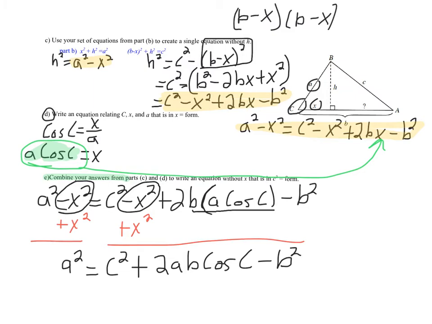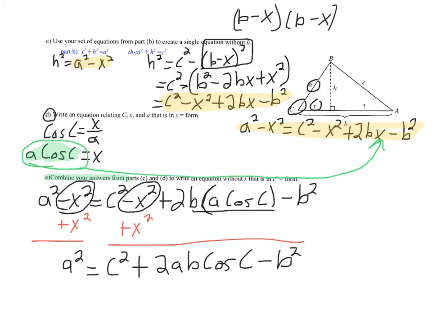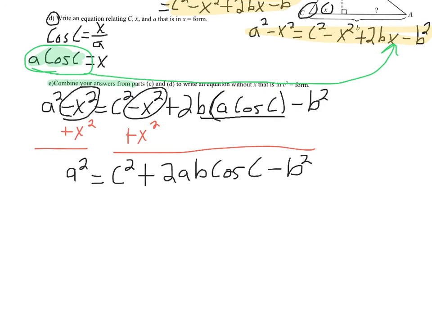minus b squared. Now lastly, I'm going to get the c squared by itself. So I need to add a b squared to both sides and I need to subtract a 2ab cosine C.